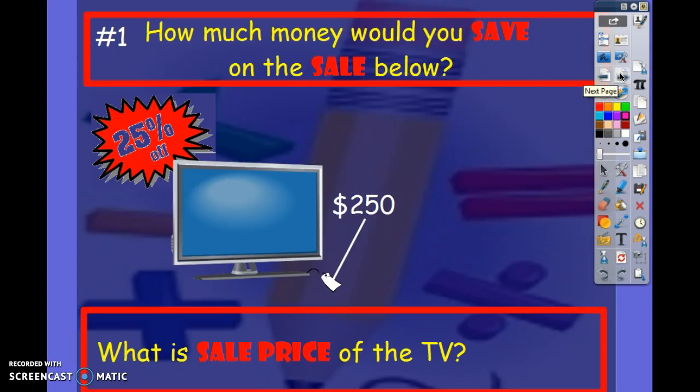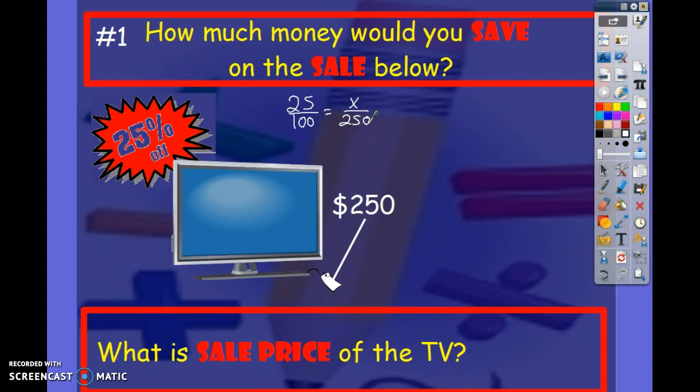Let's look at number 1. Each item below is on sale for 25% off. Given the price of each item, find the sales price without tax on each item. So the sale price on the TV is what we're looking for. The TV cost $250 and we are going to get 25% off. So we need to write our percent proportion. 25 over 100 equals X over 250.